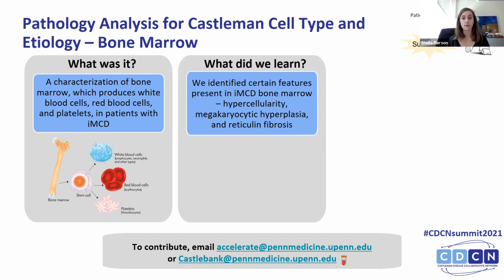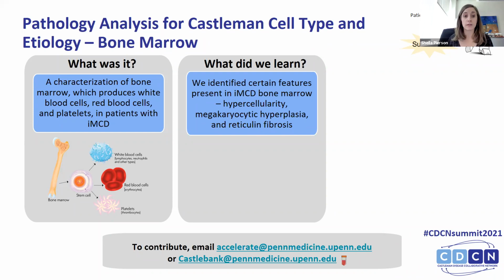And these features are hypercellularity. So that's an increased production of one of these different cell types. Megakaryocytic hyperplasia. So that's increased megakaryocytes. Megakaryocytes are actually what create these platelets. Platelets are formed from megakaryocytes.